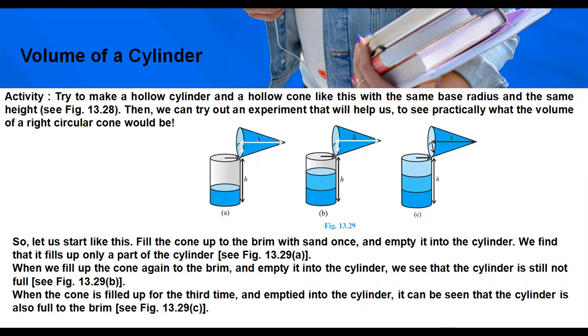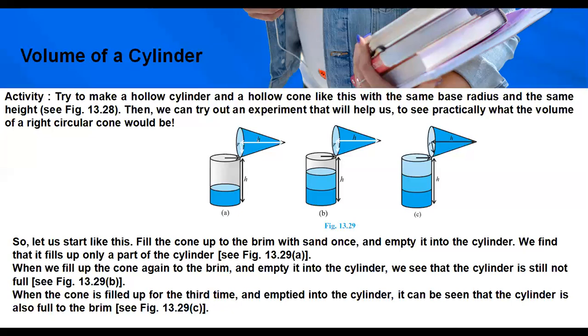In the first step, we need to take a hollow right circular cone of known height h and radius r, and also take a hollow right circular cylinder of the same height h and base radius r, such that it is open at the top and closed at the bottom. In the second step, we need to fill the cone with water up to the brim and pour the entire quantity of water into the cylinder as shown in the figure 13.29a.